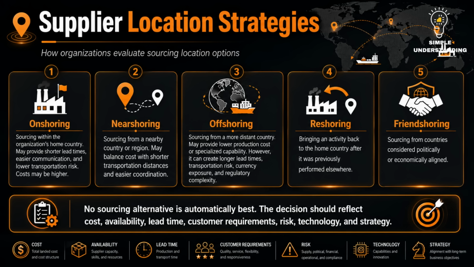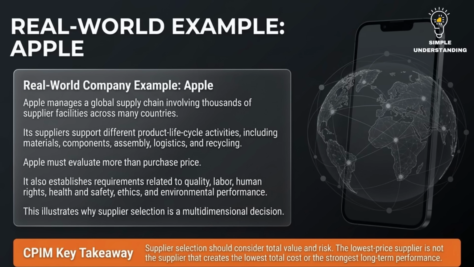No sourcing alternative is automatically best. The decision should reflect cost, availability, lead time, customer requirements, risk, technology, and strategy. Real-world company example. Apple. Apple manages a global supply chain involving thousands of supplier facilities across many countries. Its suppliers support different product lifecycle activities, including materials, components, assembly, logistics, and recycling.